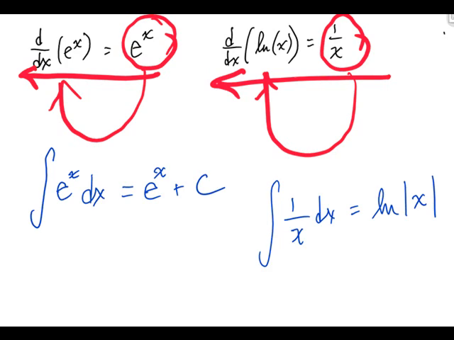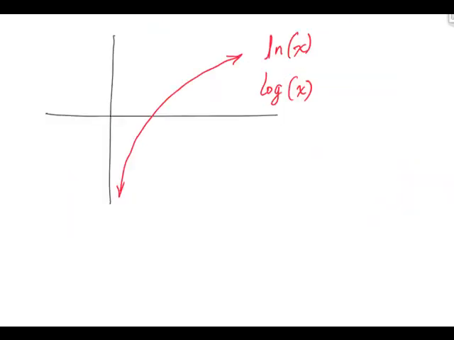So the integral of e to the x is going to be e to the x plus c. The integral of 1 over x is going to be the natural log of the absolute value of x. But notice I've added something a little bit extra, the absolute value. And I also left off the c. Oops. This is indefinite integration. So let's talk first about where the absolute value business comes from.